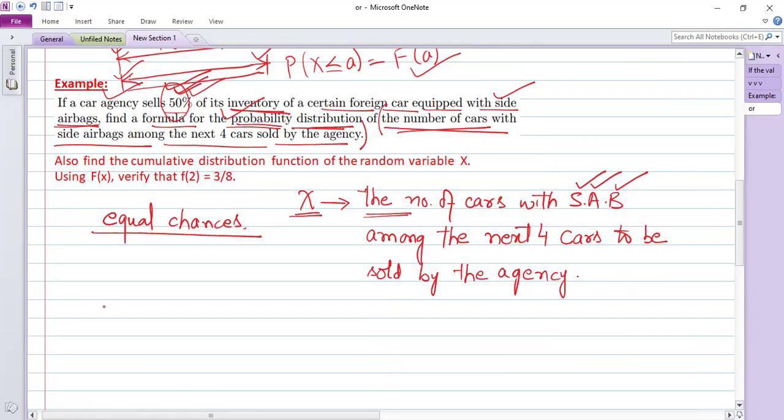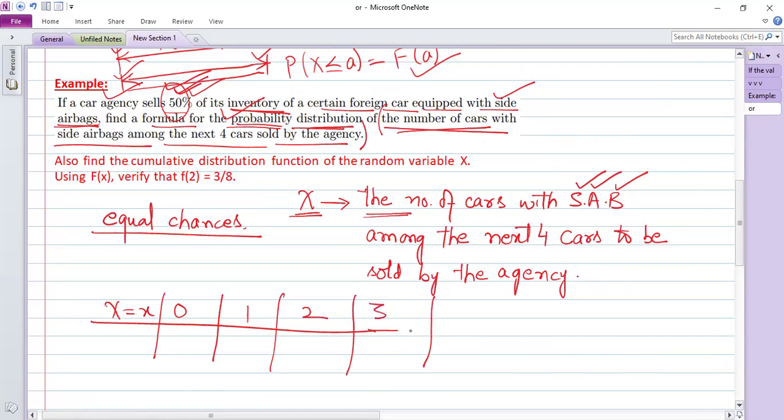So now this X, what values can it have? Actually, this can have value either 0 or 1 or 2 or 3 and at max 4. It means out of these next four cars to be sold by the agency, there is zero car with side airbag, or there is one car with side airbag, or two cars, or three, or at max four.